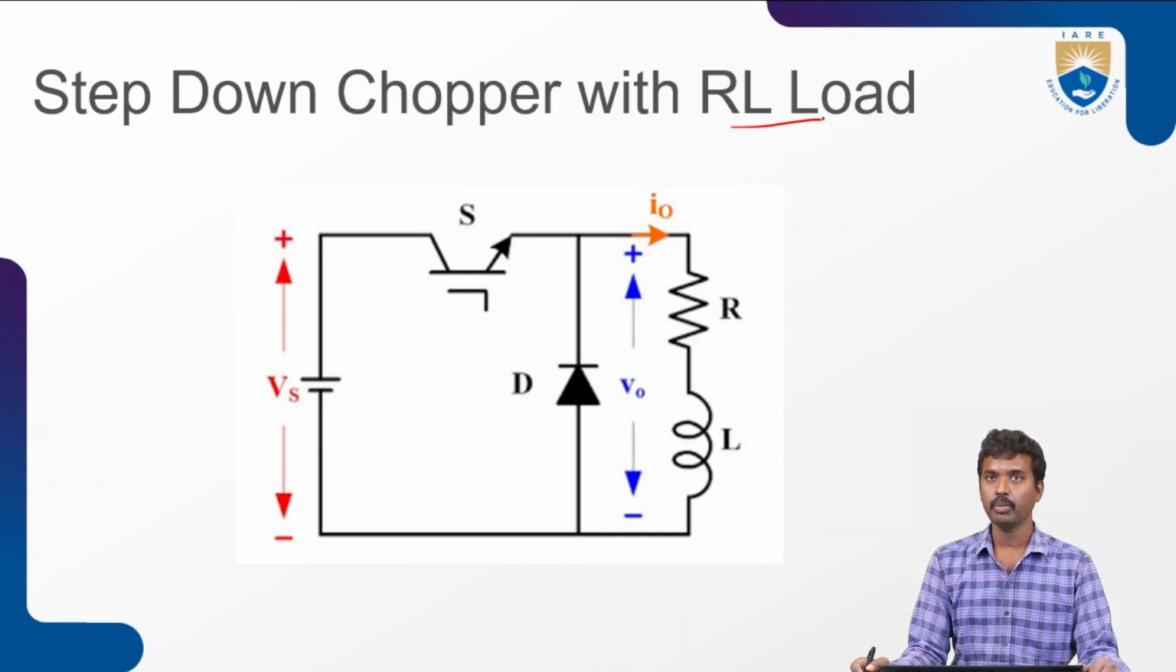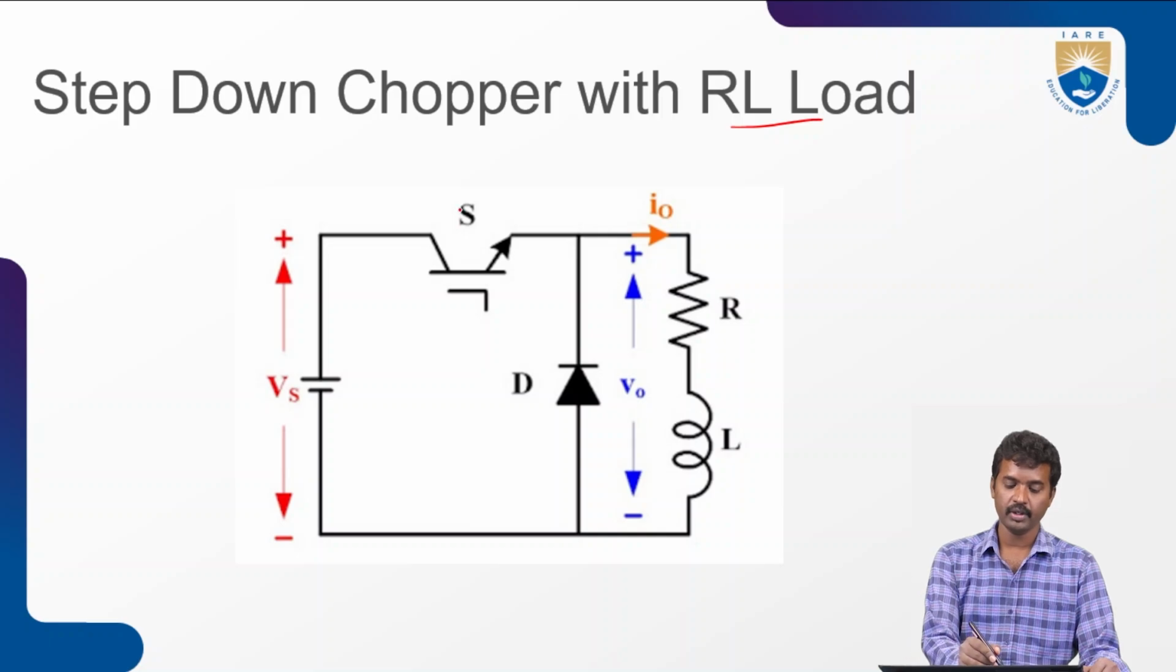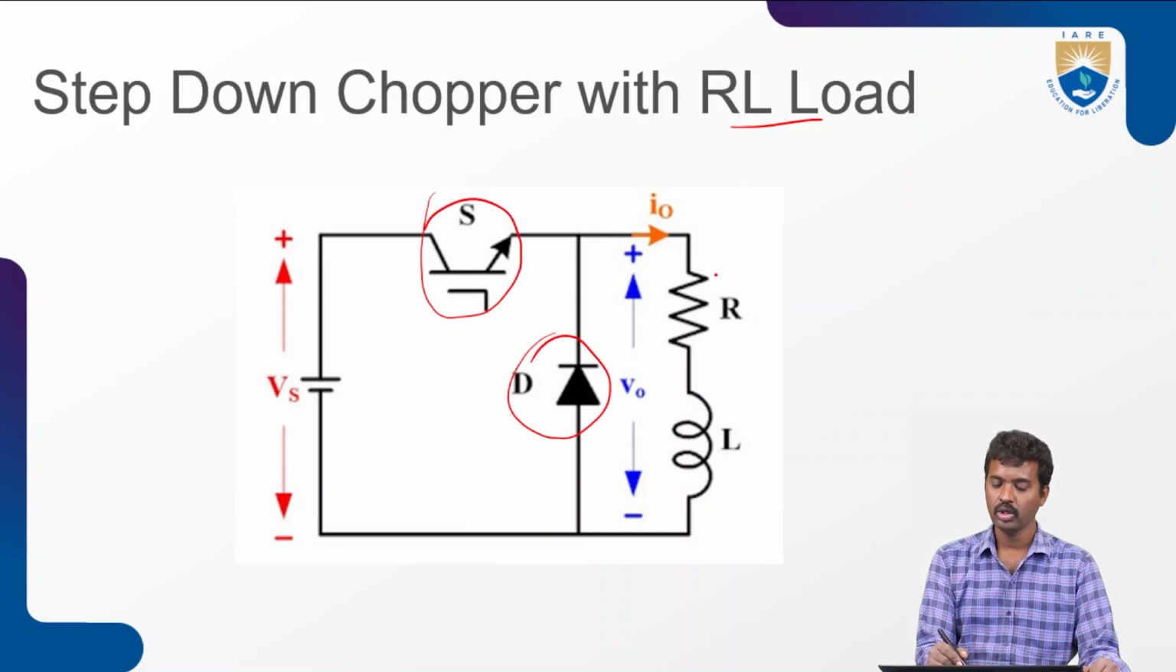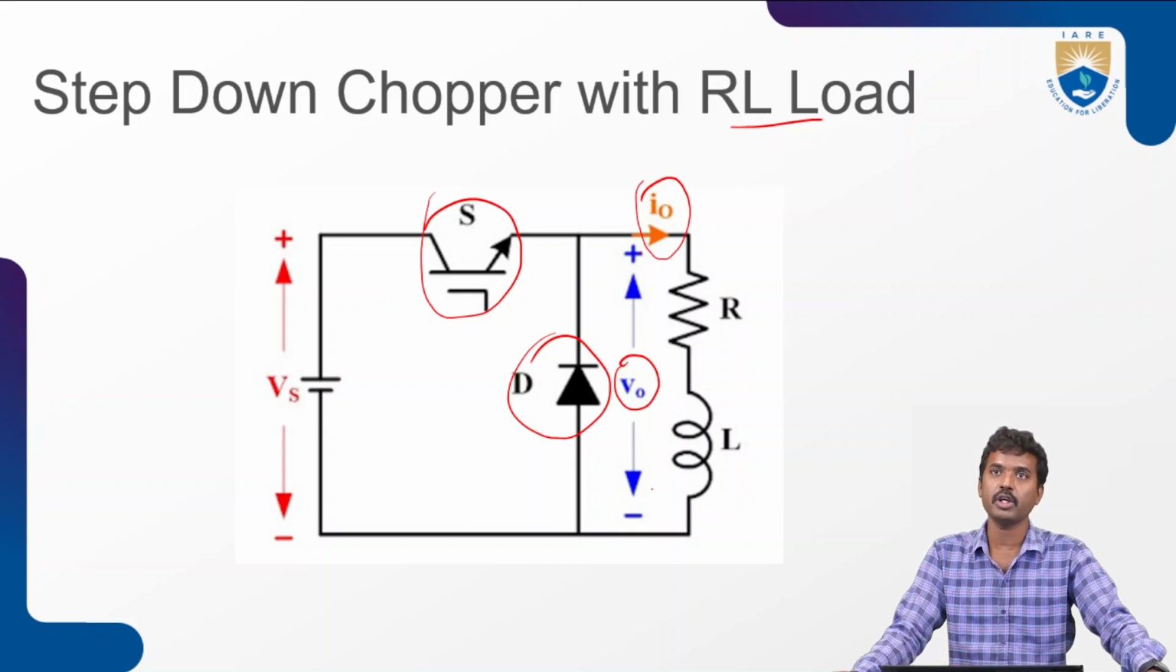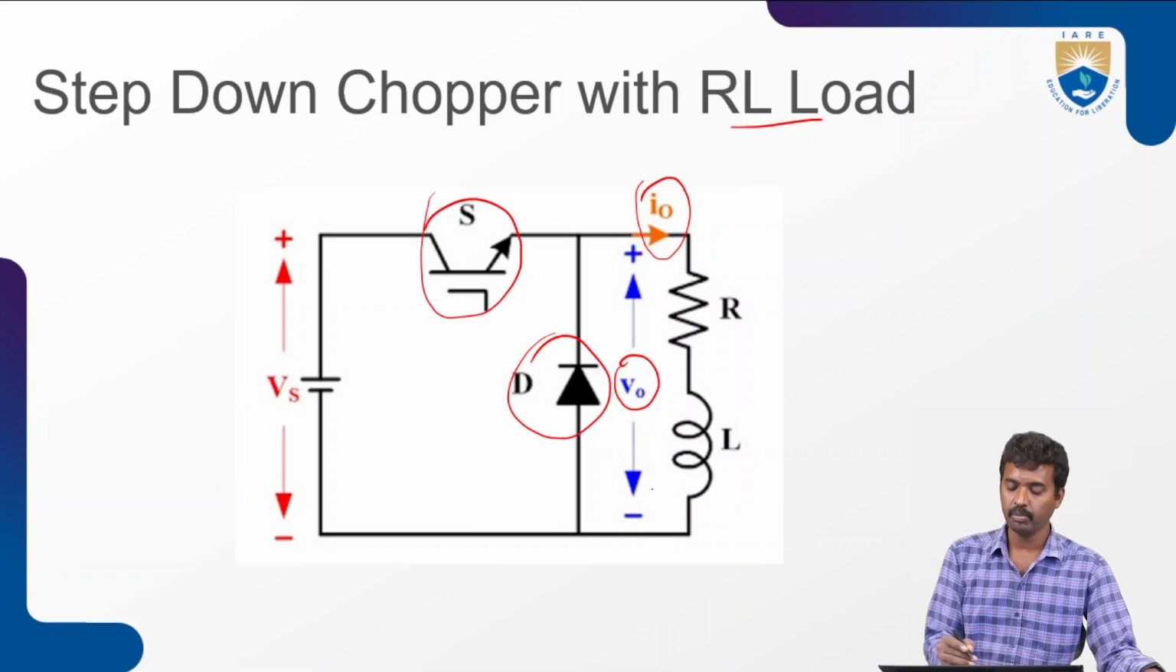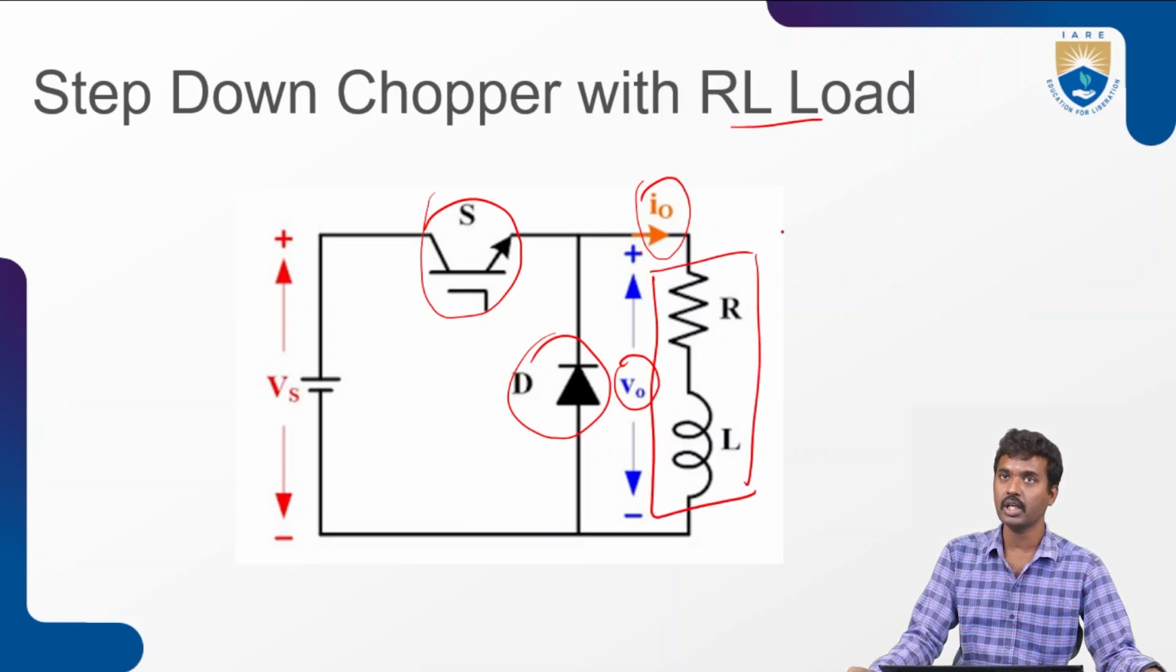In the step-down chopper, first I am using a switch, and here I am using a freewheeling diode. This is the RL load. The RL type of load voltage is V0, with plus and minus, the output current is I0, and the supply voltage is Vs, plus and minus. This is the actual circuit diagram for step-down chopper with RL type of load. Here you can take R load, RL load, RLE type of load.